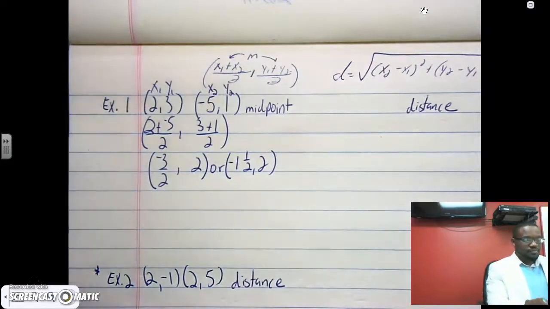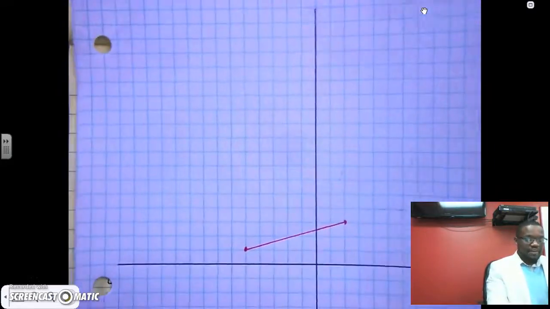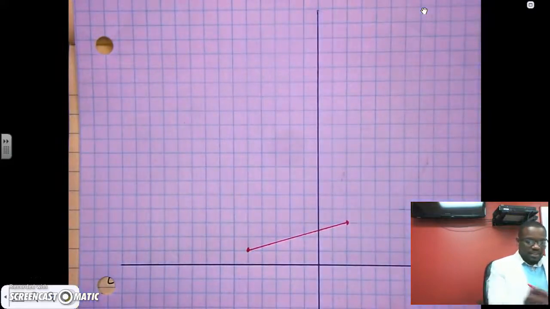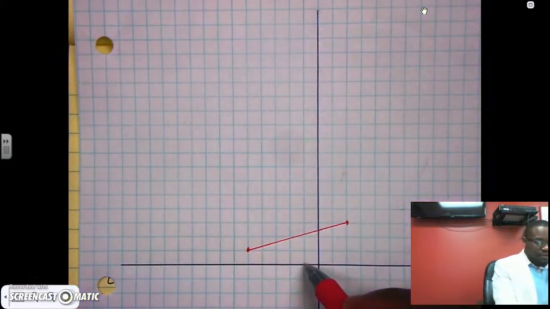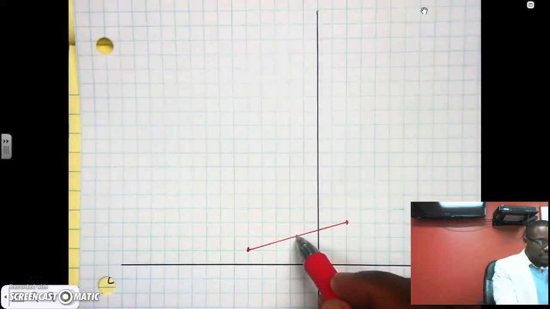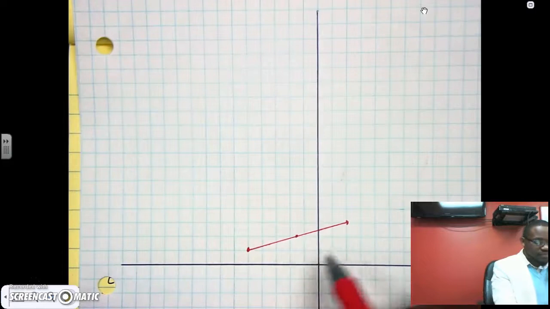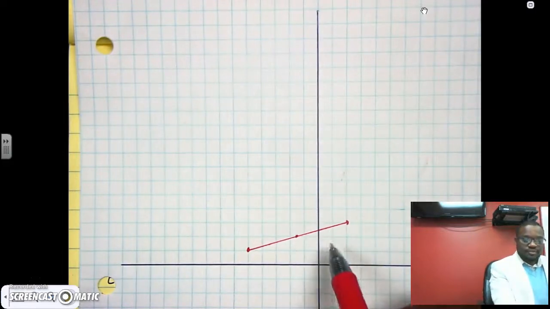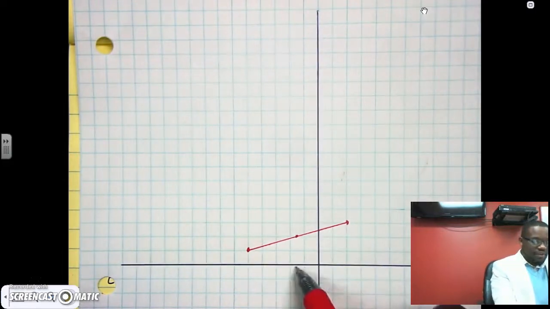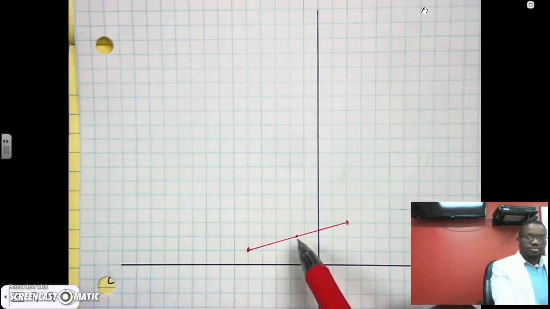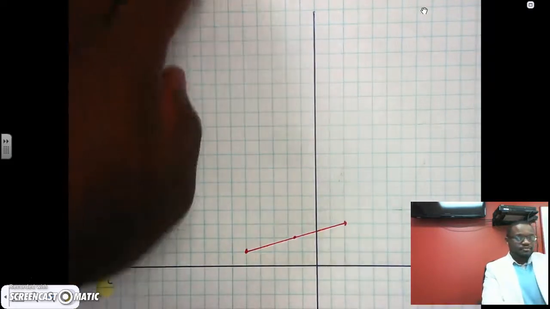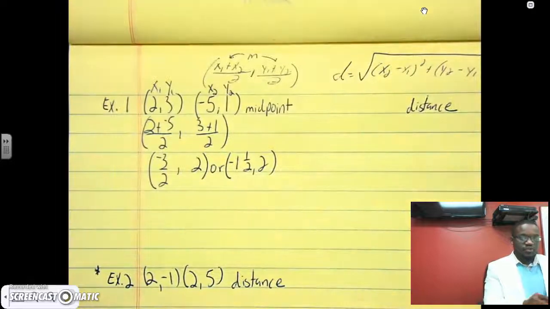Let's look at that. Negative 1 and 1/2, comma 2. Let's see if that makes sense. Negative 1 and 1/2 up 1, 2. That looks like it makes sense to me. When you look at that, that's about the midpoint. Negative 1.5 up 1, 2 is your midpoint. Alrighty. Let's go for the distance.